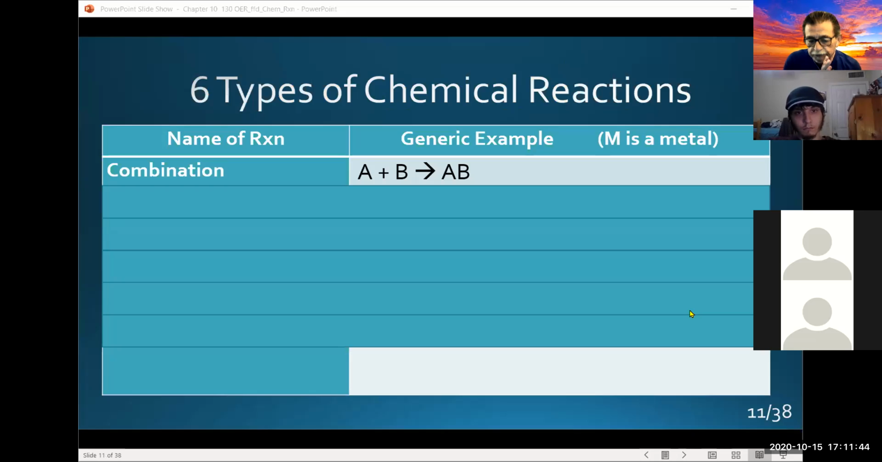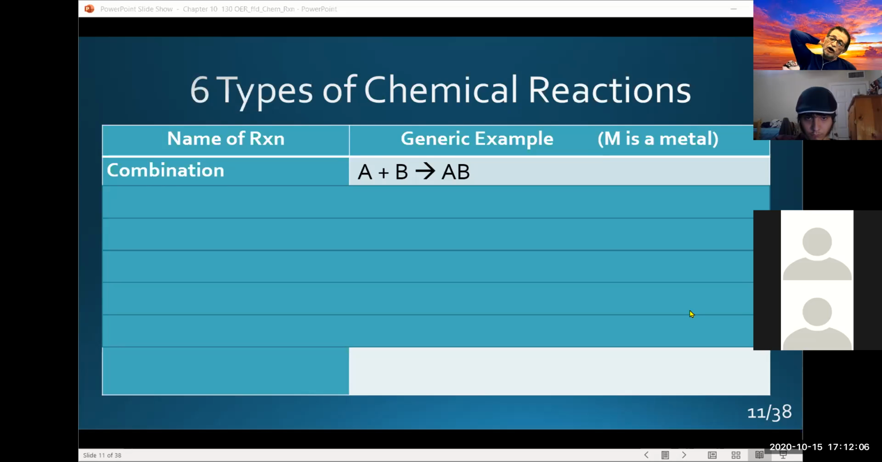All right. So, of all the chemical reactions that occur out there in nature, there are only 6 types. A couple we already talked about. The acid-base reaction was one type, when we talked about acids and bases. That was a neutralization reaction. But we'll get to that also in a second.